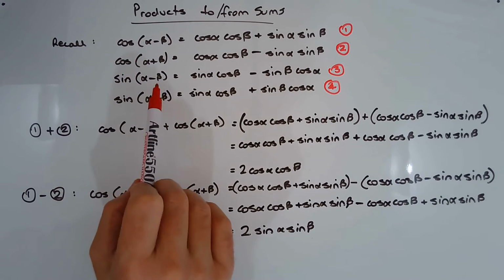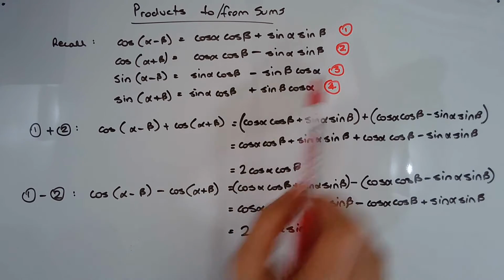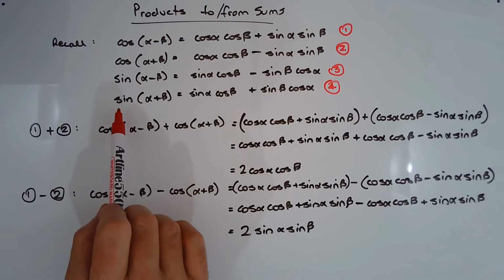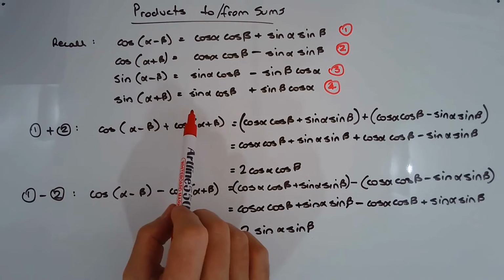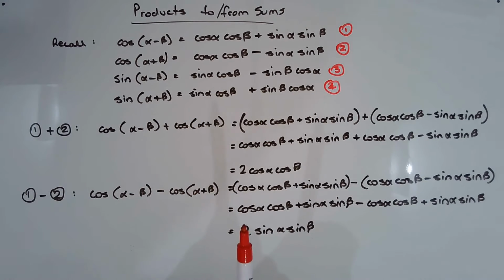Sine alpha minus beta is equal to sine alpha cos beta minus sine beta cos alpha. Let's call that equation number three. And finally, sine alpha plus beta is equal to sine alpha cos beta plus sine beta cos alpha. And let's call that equation number four.